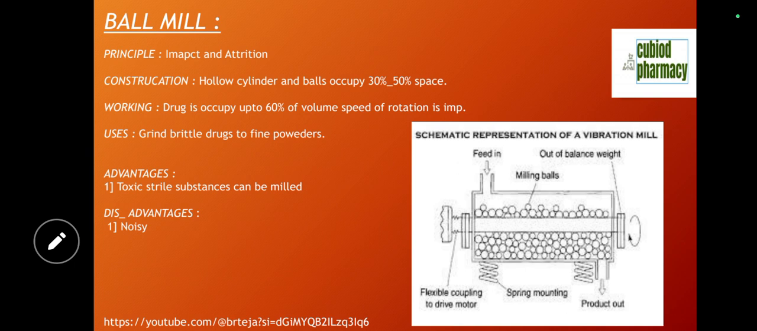Working: in the ball mill, the balls occupy 30% to 50% of the space in the hollow cylinder. The drug, which you can take like tablets, occupies up to 60% of the volume. Speed of rotation is important.